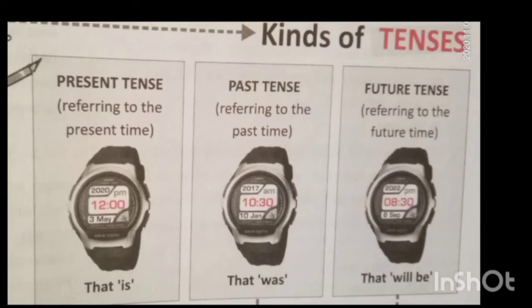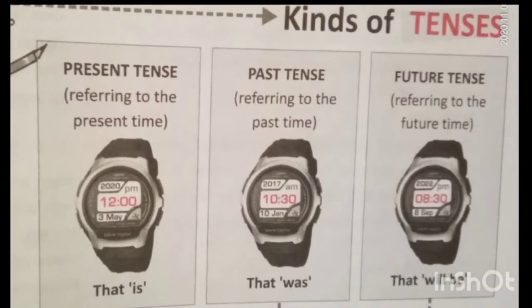We have already studied these in our previous classes, so let's quickly recall it. Present tense refers to the present time. Past tense refers to the past time. Whereas future tense indicates or tells us about the future time.